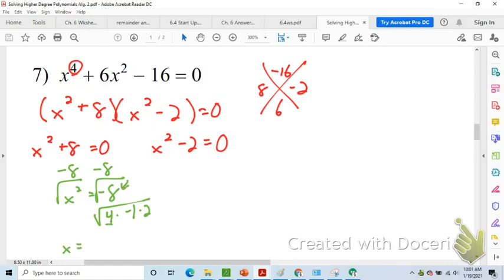So x is going to equal plus or minus, have to start there. The square root of 4 is 2, the square root of negative 1 is i, and the square root of 2 is just the square root of 2. So that's why those are two of my solutions.